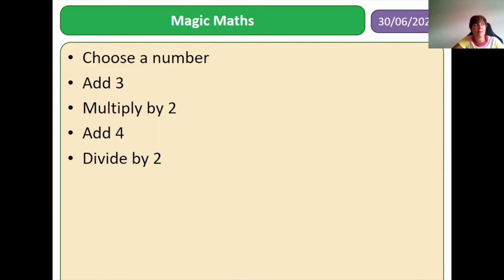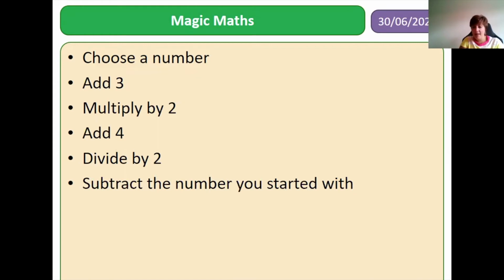So half that number that you had. And then I want you to subtract the number that you started with. So whatever you've done, add on 3, multiply it by 2, add on 4, half it, and then take away what you started with. And I think, using my magical maths power, that you are left with 5.